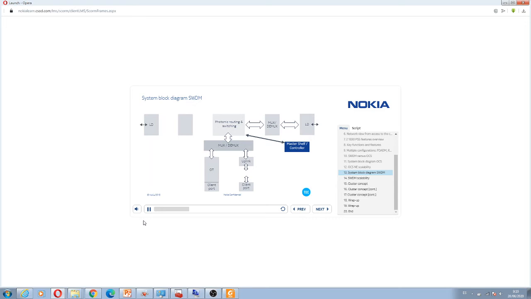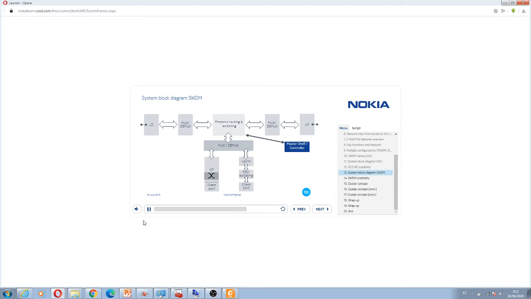The incoming optical signal will be amplified by a line driver, passes a multiplexer or demultiplexer, and will be switched by a wavelength selective switch. This functionality is provided by SWDM systems like PSS-8, PSS-16, PSS-16-2, and PSS-32. The second functionality of an SWDM is also shown in the diagram.